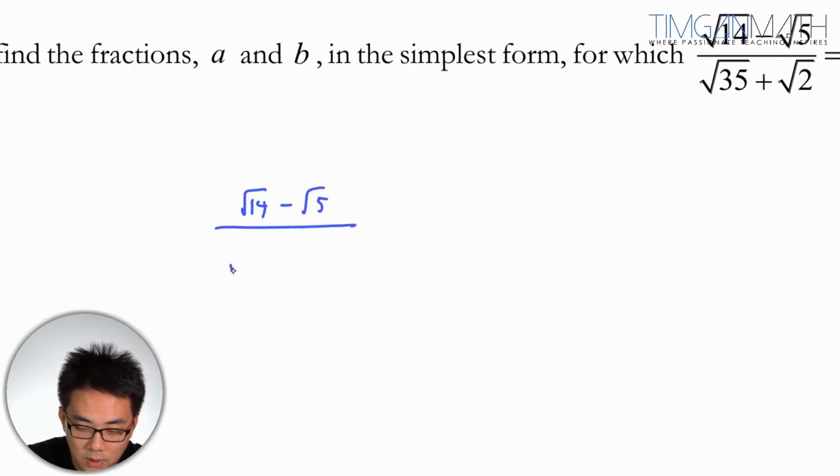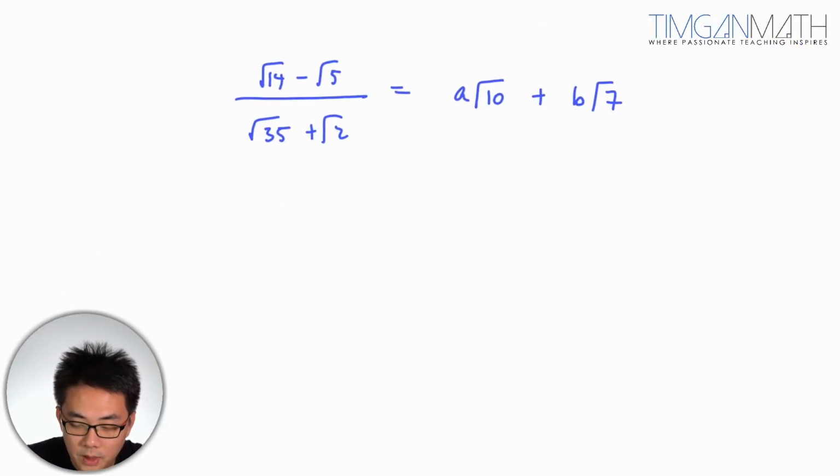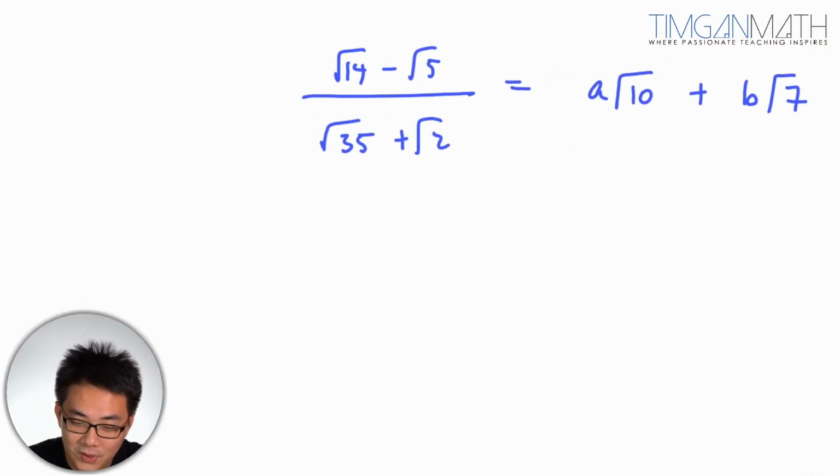Actually, you could just cross multiply as well, and probably that would be easier. This is a root 10 plus b root 7. So in this case here, maybe not. I think I'll prefer to just rationalize this and compare the coefficients, because I do not want to expend so many other steps there. So what we're going to do is just multiply with the conjugate surds here.